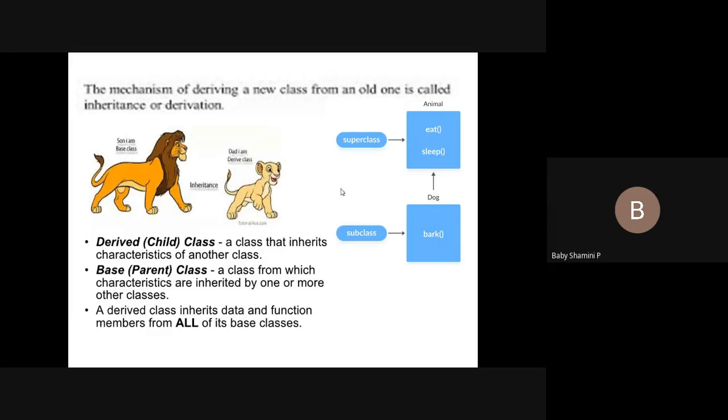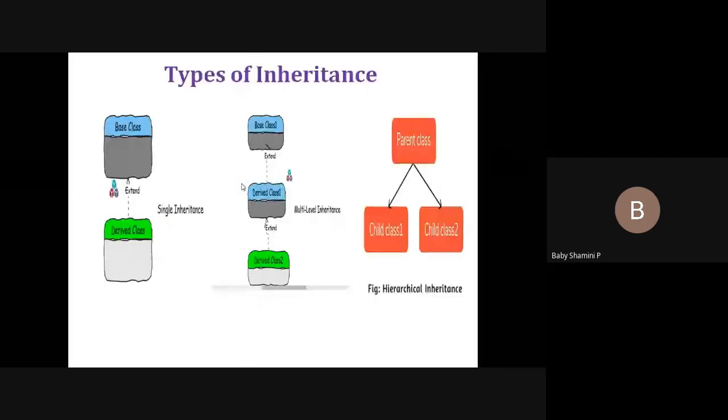This class is called a subclass or derived class, and this class is called a superclass or base class, or parent-child class. So it contains a parent-child relationship, an is-a relationship. That is the overview of inheritance. Today I am going to explain 3 types of inheritance. First is single inheritance. Second is multi-level inheritance. Third is hierarchical inheritance.